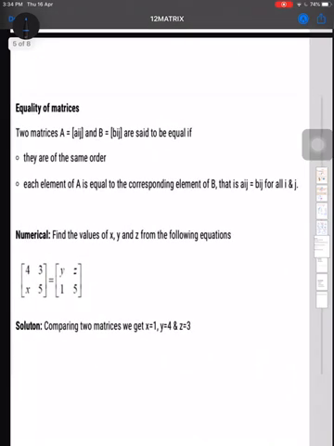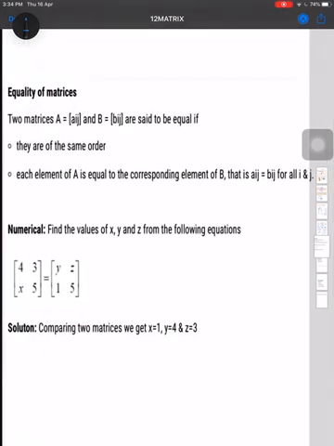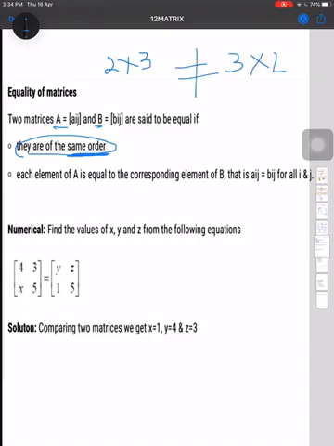The next one is equality of matrix. Two matrices can be equal. Two matrices A and B are said to be equal when they are of same order. First thing, the order should be same. If one matrix is 2 by 3 and other matrix is 3 by 2, then obviously they will not be equal. But if the order is equal, then they may or may not be equal. Now the second condition is each element of A is equal to the corresponding element of B.